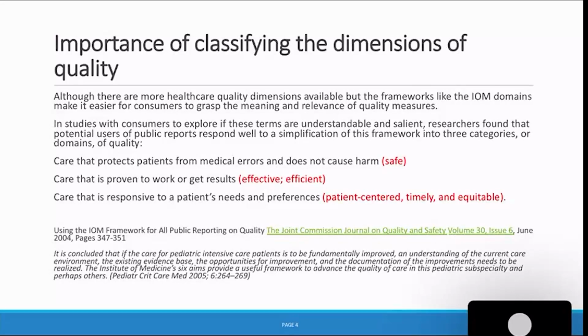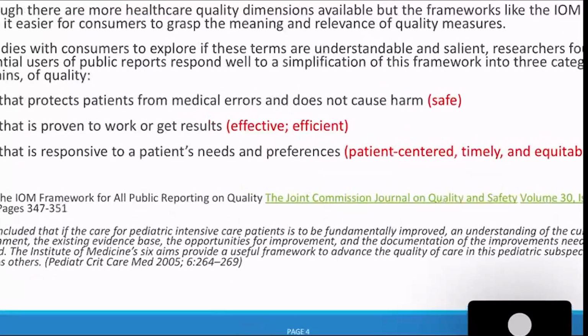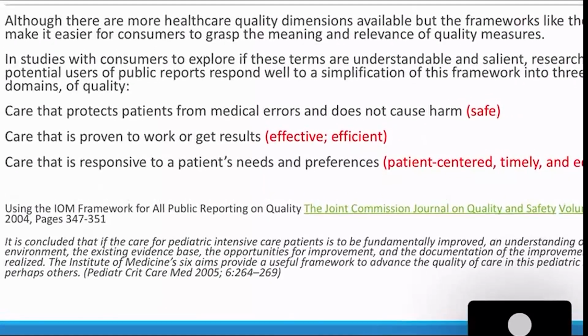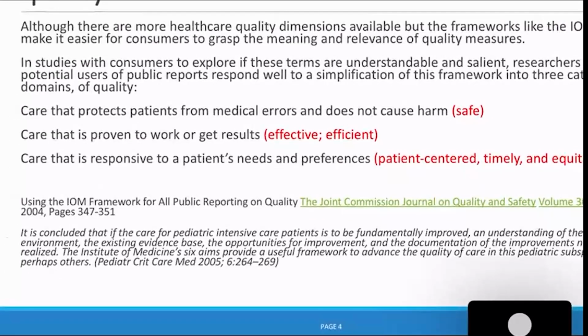Those 6 dimensions of quality are further classified to fit into these 3 categories. As I said, even Joint Commission International has a very elaborate presentation on this, using the IOM framework for all public reporting and quality. There is a recommendation from Joint Commission International to use the 6 quality frameworks to report all public reportings also.